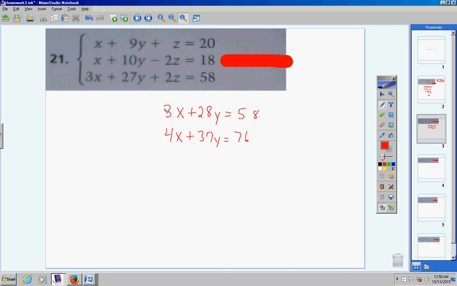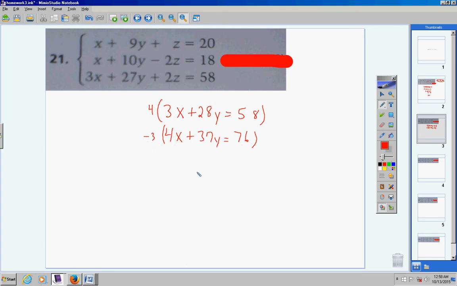So if I had fractions with a 3 in the bottom and a 4 in the bottom, my common denominator would be 12. So I'm going to make both of these 3's and 4's become 12's. I'm going to multiply the top equation by 4. That'll give me a 12, and the bottom equation by negative 3. That'll give me a negative 12.